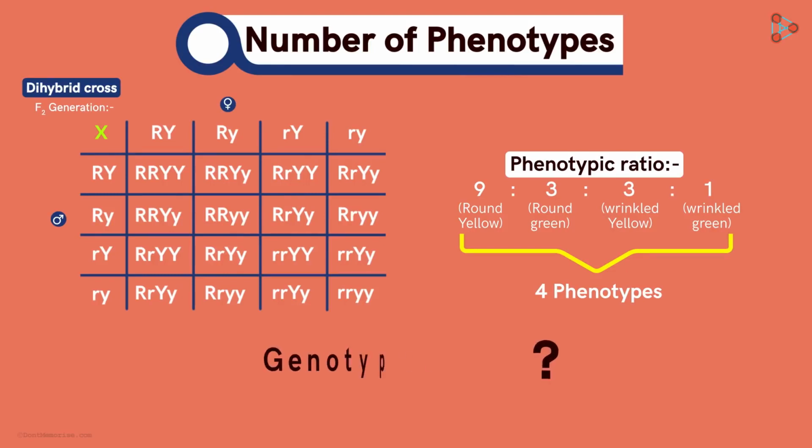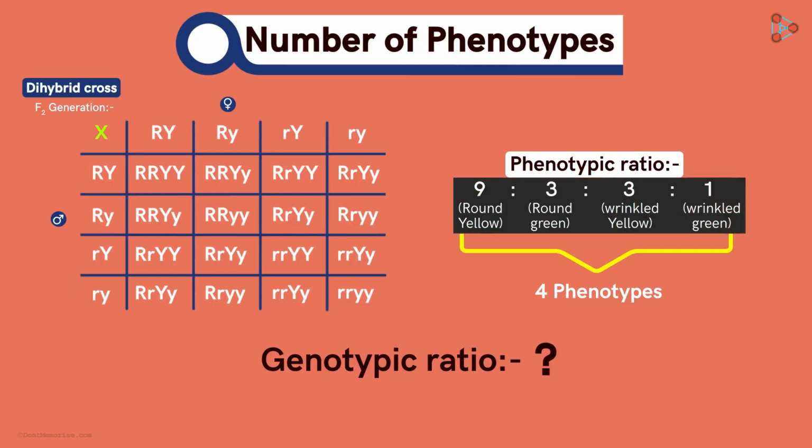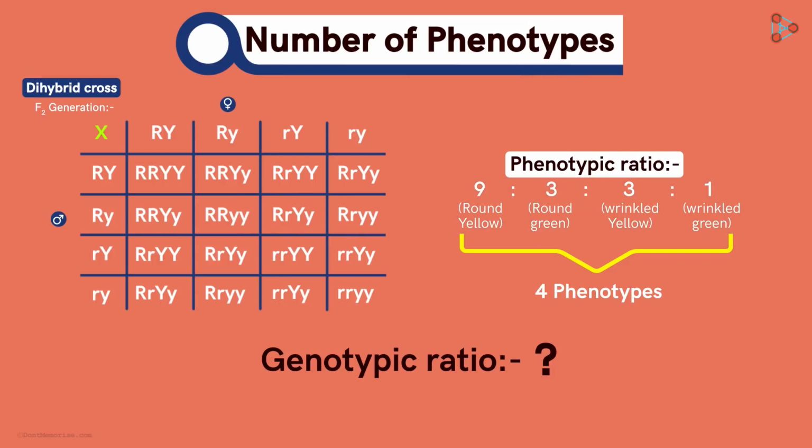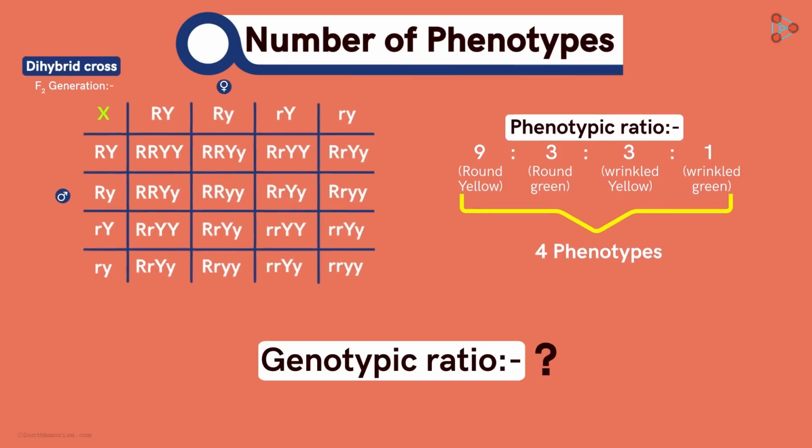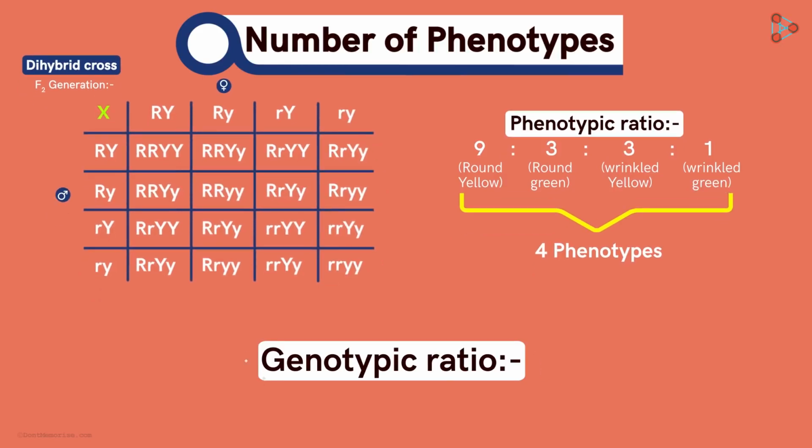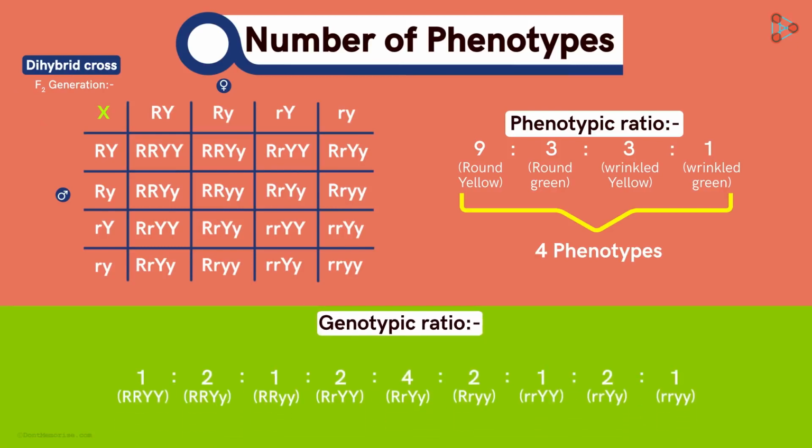Can you tell me what's the genotypic ratio obtained in the F2 generation after a dihybrid cross? 9:3:3:1 is the phenotypic ratio. You can pause the video and try finding the genotypic ratio of these offspring. The answer is tricky. The genotypic ratio obtained for the F2 generation is this. Huge, isn't it? Why is it so big?